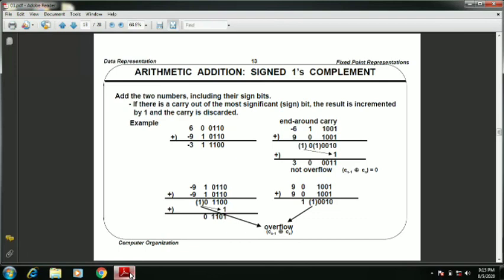So this is called arithmetic addition for signed 1's complement. Okay, next.